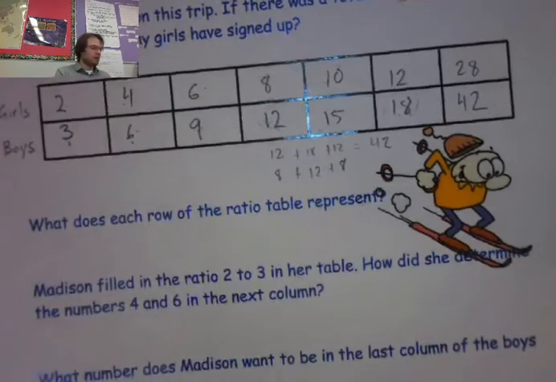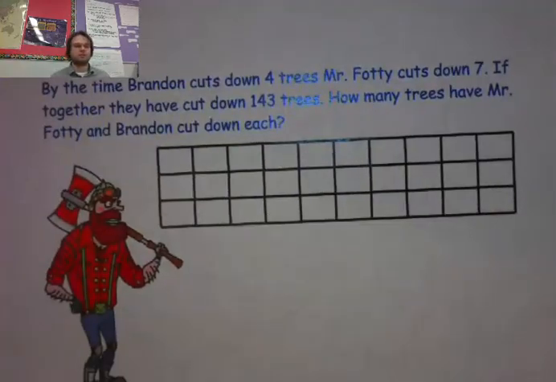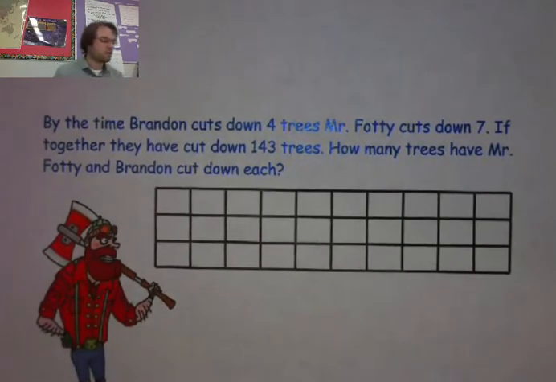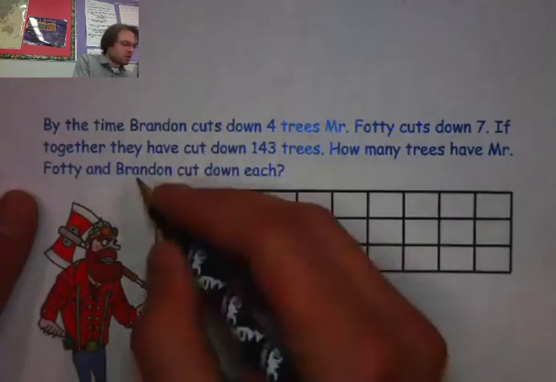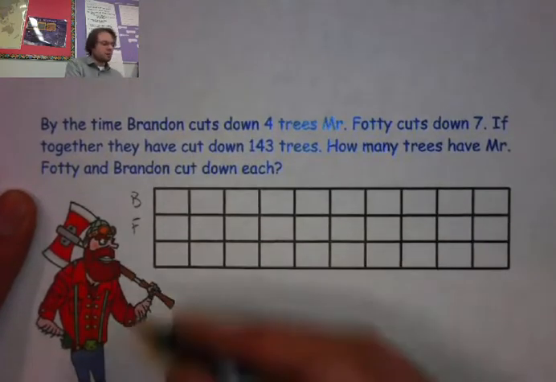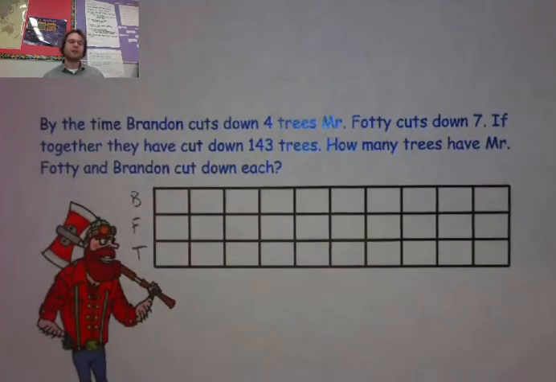All right, let's take a look at our last question. By the time Brandon cuts down 4 trees, Mr. Foti cuts down 7. If together they have cut down 143 trees, how many trees have Brandon and Mr. Foti each cut down? So I'm going to look at this in the same way as the last one. On top here will be Brandon. This one here will be Mr. Foti. And this will be our total. Notice how there's 3 layers in this one because we want the total as well.